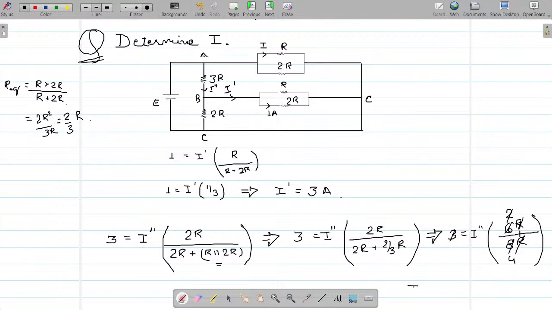Can you calculate, did you also find I double dash to be 4 amperes? As of now, have you reached till this step? Have you reached I double dash is equals to 4 amperes? Right?